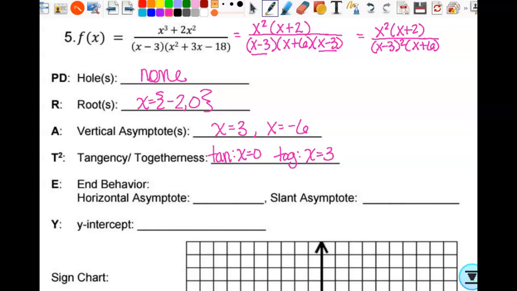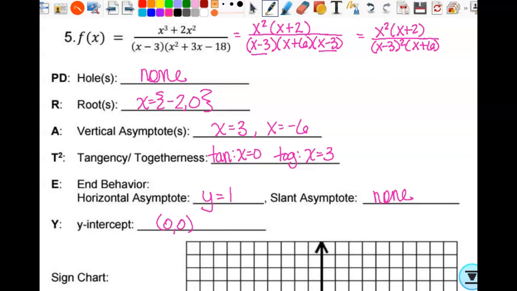Is this top heavy, bottom heavy, or tied in degree? It's tied in degree, because I can clearly see the x cubed up here. Down here it's x squared and x, which is x cubed, so y equals 1. This is none. What's my y-intercept? 0, 0. Good. If you have an x-intercept that's at 0, 0, your y-intercept is at 0, 0. Okay. Everybody with me so far?